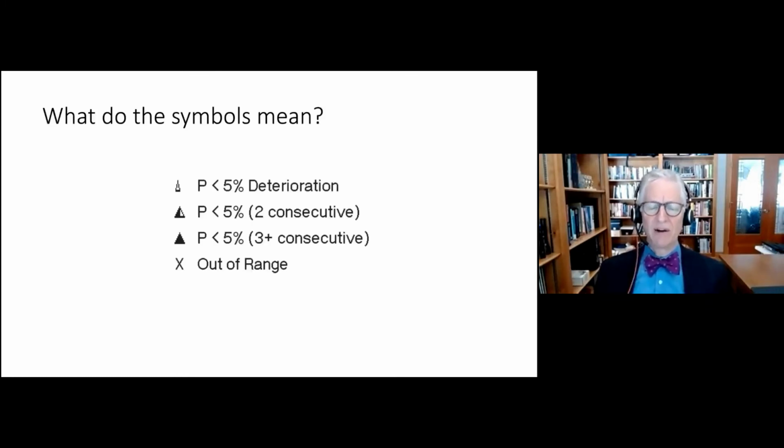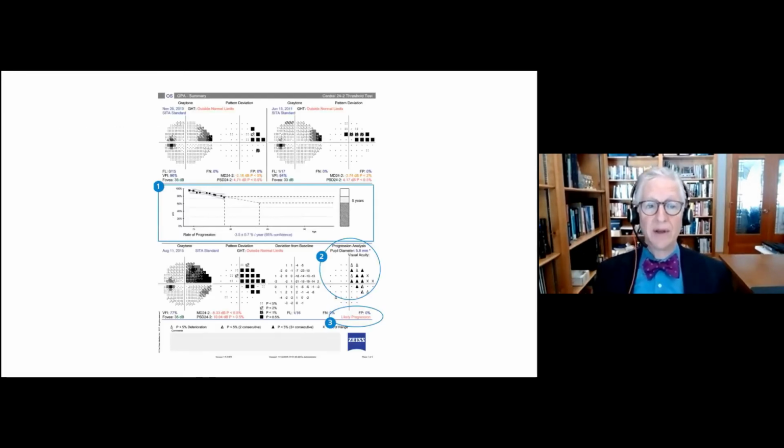Let's start by identifying some symbols. An open triangle means this one field shows progression. A half full triangle means 2 in a row, and a full triangle means 3 fields in a row show progression from the baseline. An X means the point is already so damaged there's no further analysis that can be performed there. So here we see the 2 baseline fields up above.